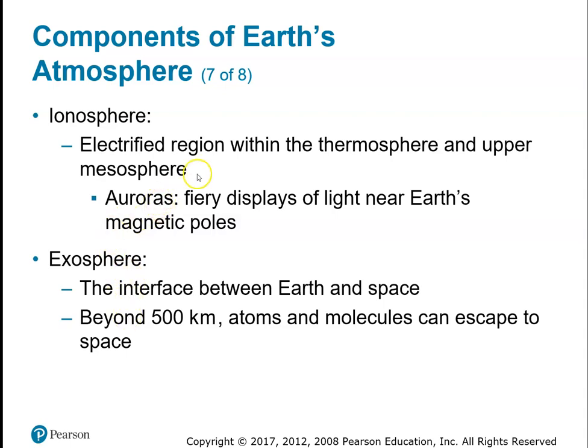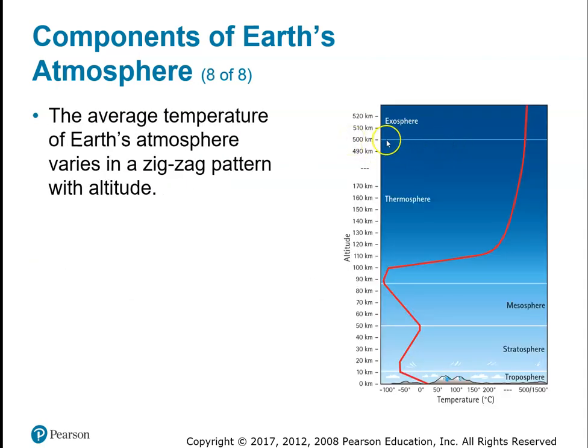So the ionosphere is above the thermosphere. It's a very narrow layer of the atmosphere. At any rate, that's why it's called the ionosphere, because they're charged particles.